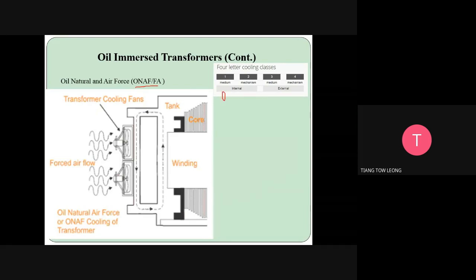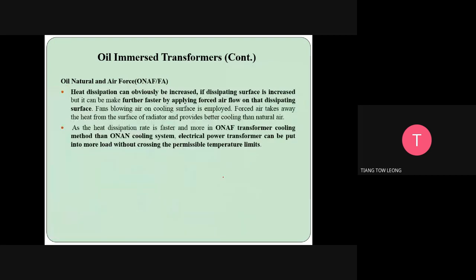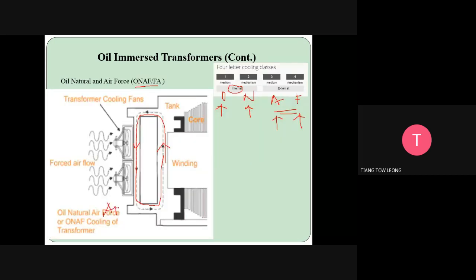Then this one is ONAF. Have a look at the internal first: it uses oil and natural. But outside it uses air and it is forced. This is no force, but force means we need to have a fan, so forced airflow.